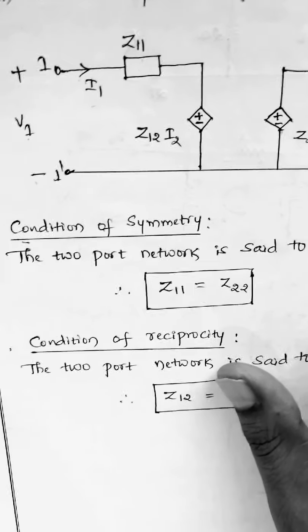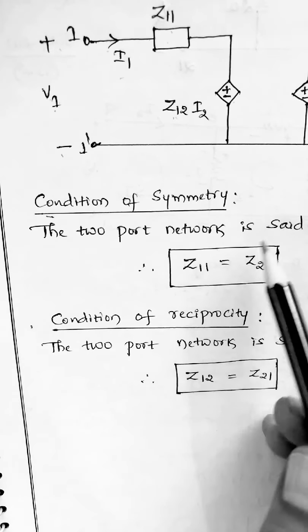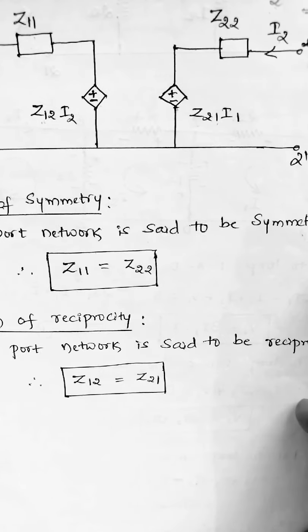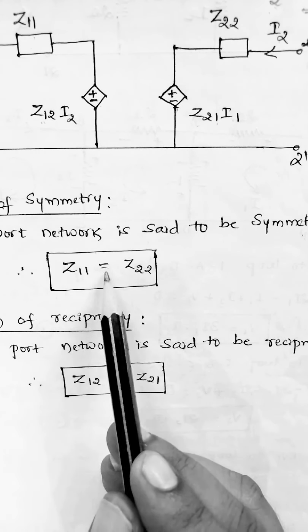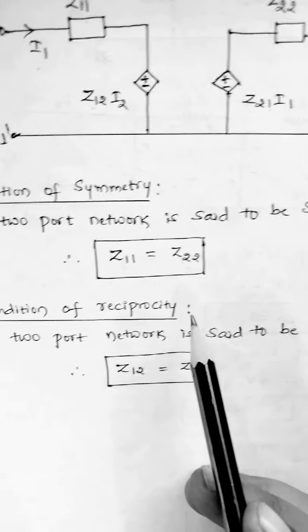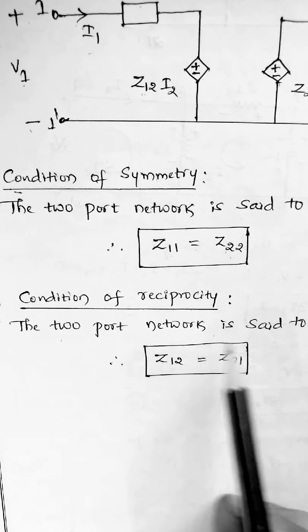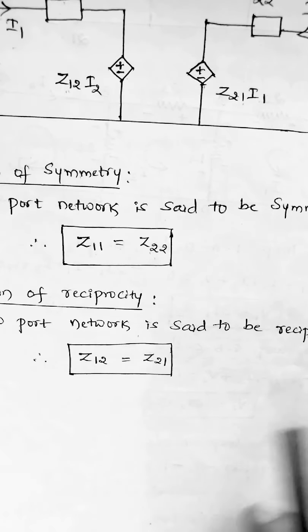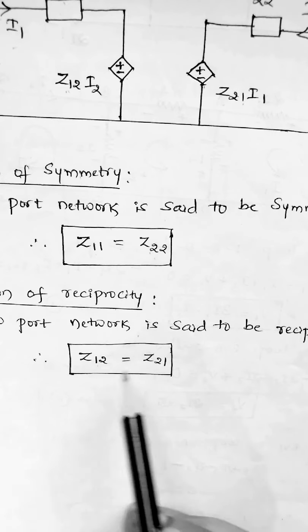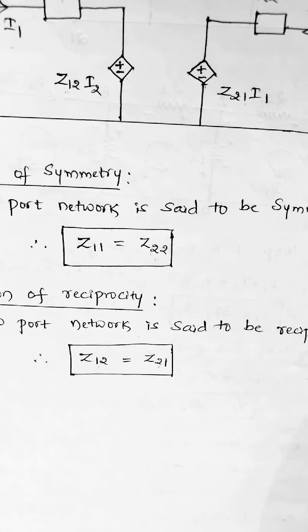So let us see the conditions for symmetry and reciprocity. The two-port network is said to be symmetrical if and only if Z11 equal to Z22. That is the condition for symmetry. Now see the condition for reciprocity. The two-port network is said to be reciprocal if and only if Z12 equal to Z21. In the next video we are going to discuss numericals on Z parameters. Thank you.